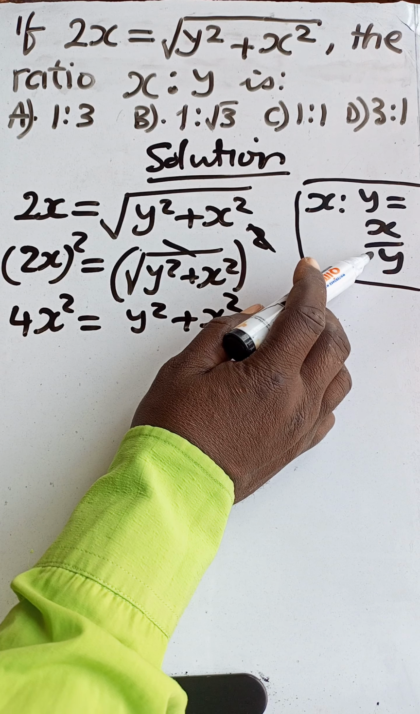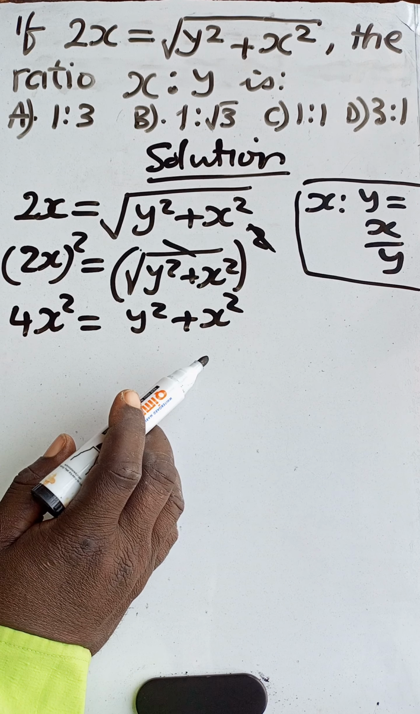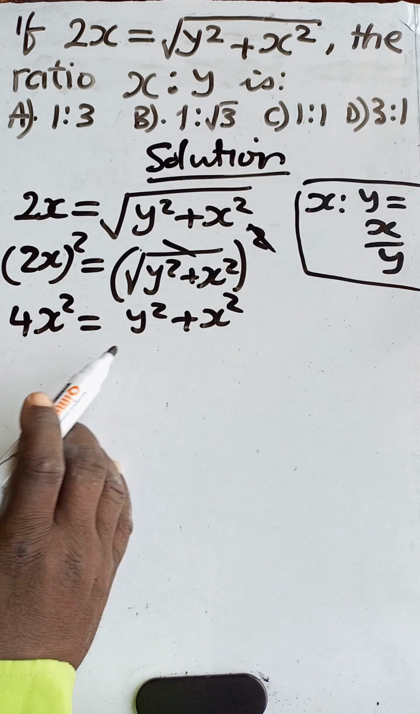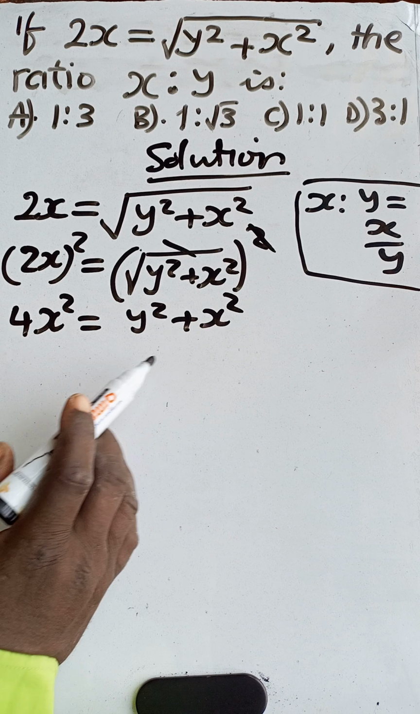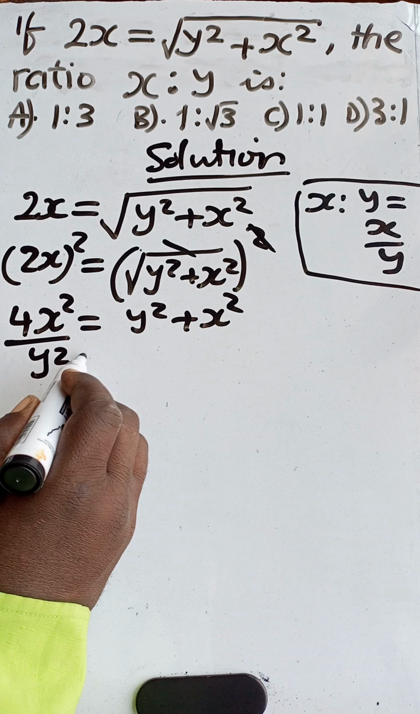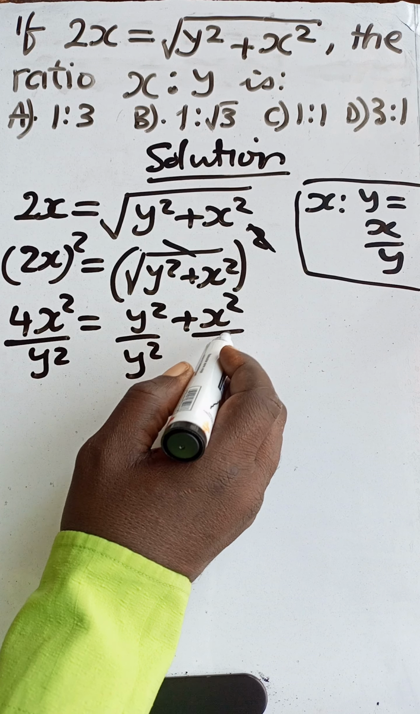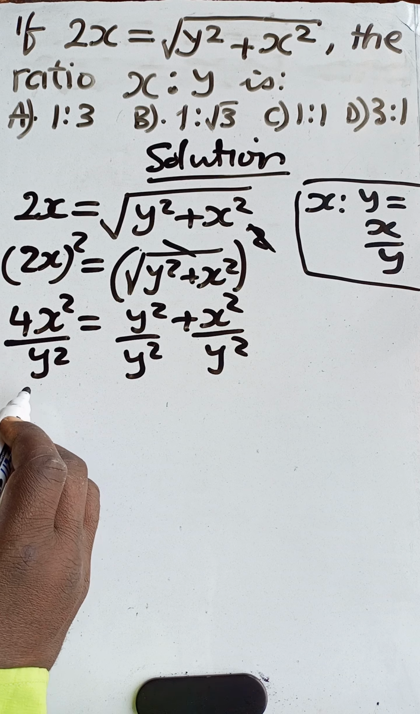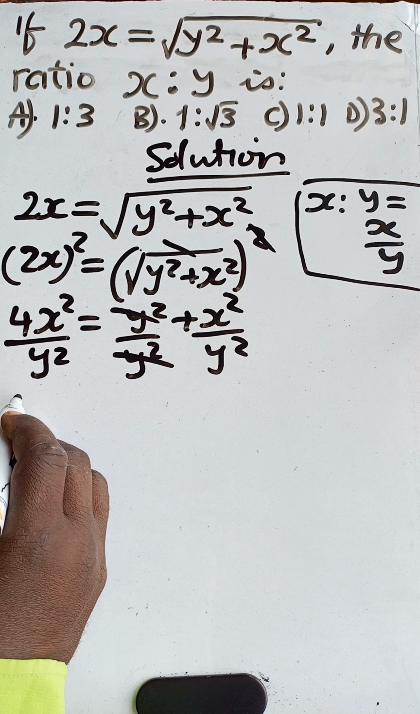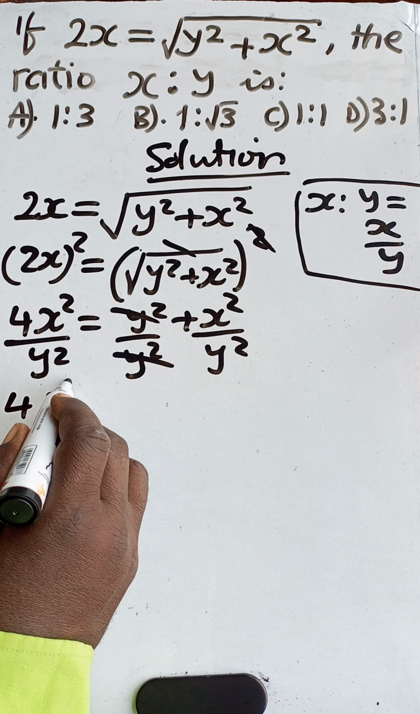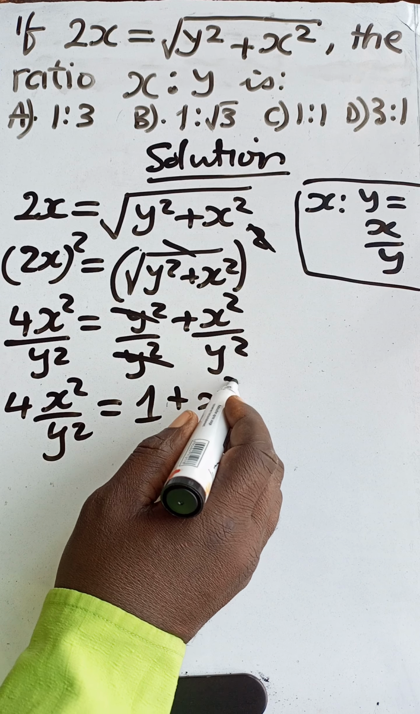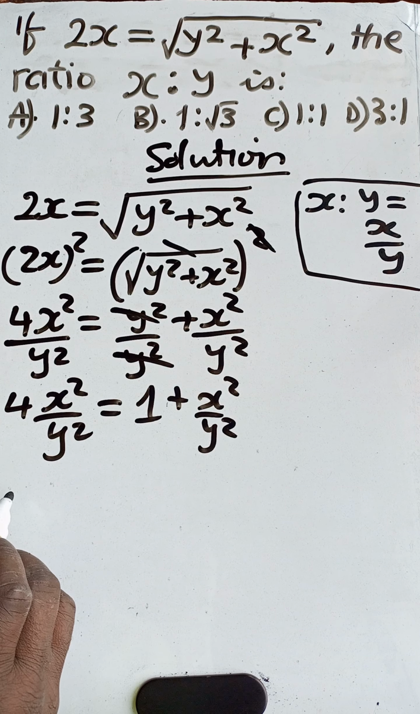Our mind is there. We want to have x at the numerator, y at the denominator. So it will make sense if we divide all through by y squared, because y here is at the denominator. So if we divide here by y squared, divide here by y squared, divide here by y squared, we'll obtain, you see, this one cancels that one. We'll obtain 4x squared all over y squared is equal to 1 plus x squared all over y squared.